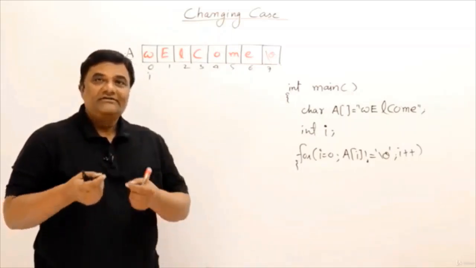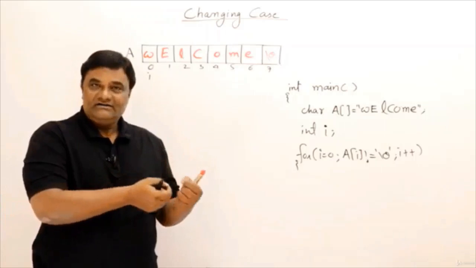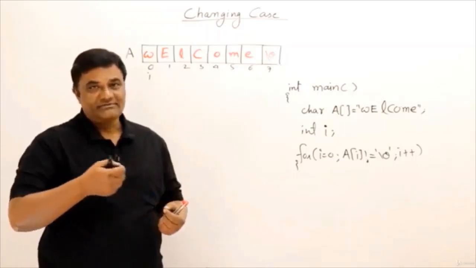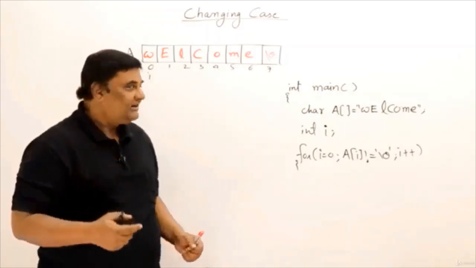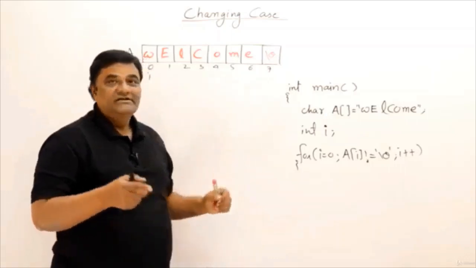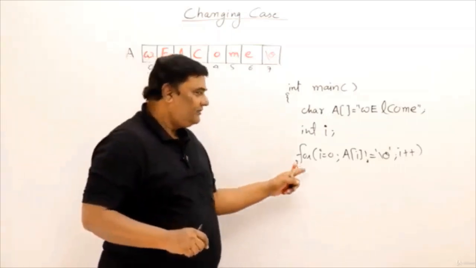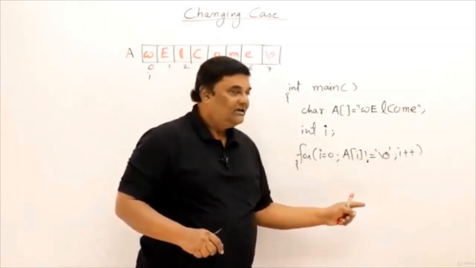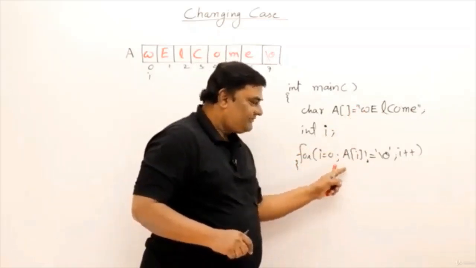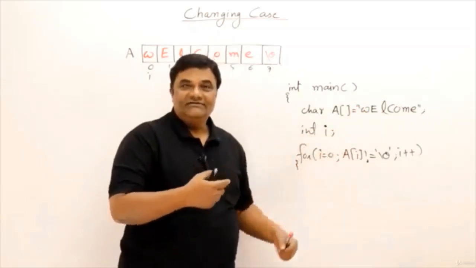So it is simple. If it is upper, I have to add 32. If it is lower, I have to subtract 32. So for that, I should scan through this whole string. For scanning through a string, I need a for loop. Already I have a for loop. Now inside this for loop, I will modify the alphabets.